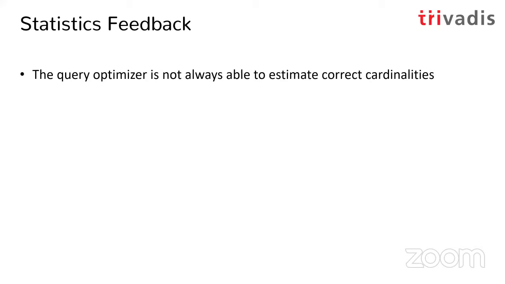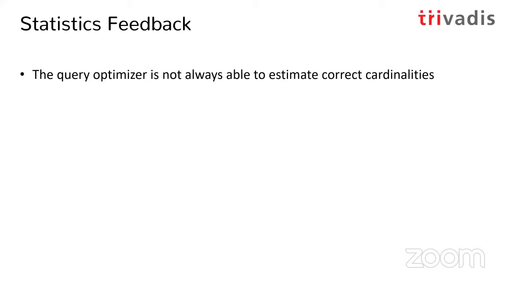Okay. Last feature I wanted to cover in this session is statistics feedback. Statistics feedback is another feature that can kick in and basically change the execution environment a bit, like the adaptive cursor sharing does. Okay, but yeah. What is statistics feedback?